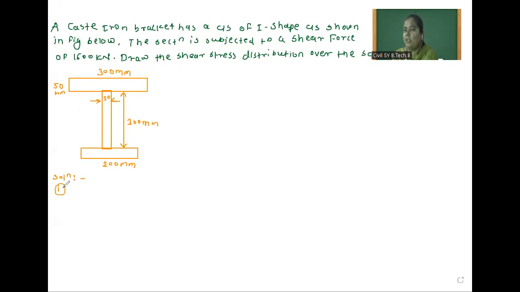First we will write which parameters are given, then we will solve. The shear force S is given, which is equal to 1600 kilonewton. After that, the dimensions of this I section are given. So first you require the moment of inertia. And this section is unsymmetric, so how will you find the moment of inertia for this? By preparing a table.